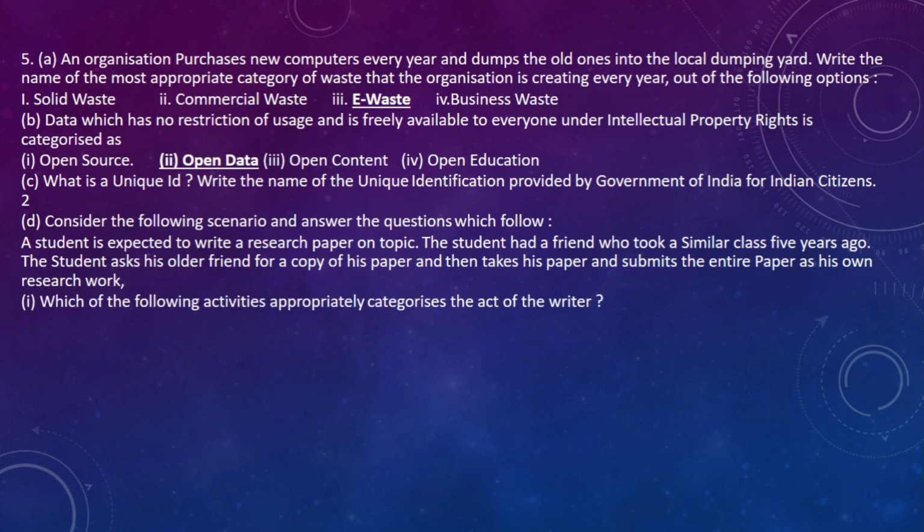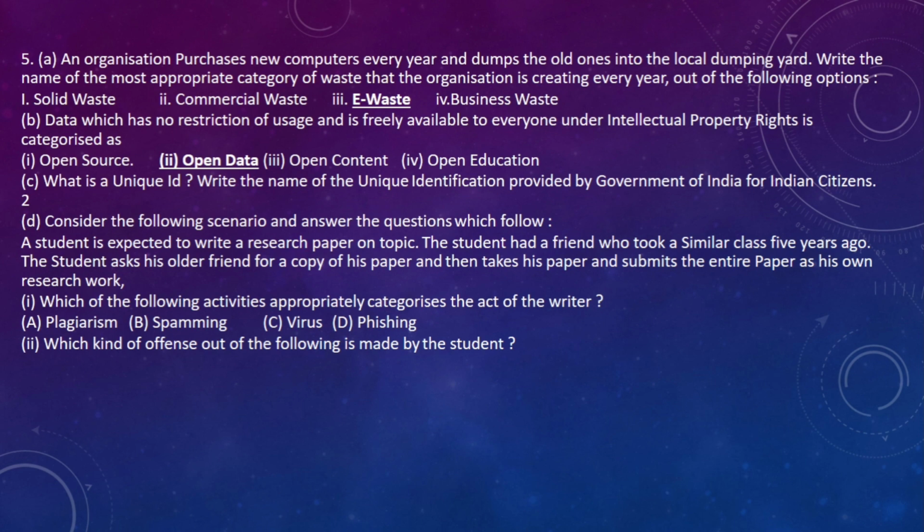Which of the following activity appropriately categorizes the act of the writer? The answer is A. Plagiarism. What kind of offense? So it is violation of intellectual property rights. Why? Because that article, that work was the work of his senior. Okay, so it was his intellectual work.